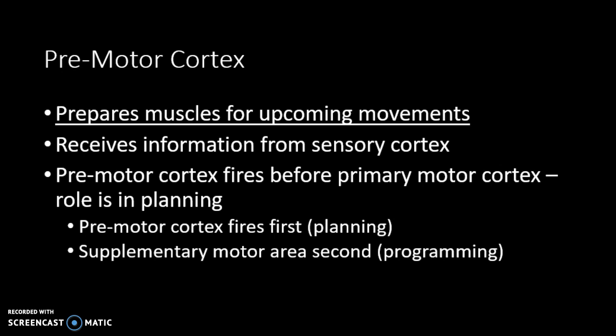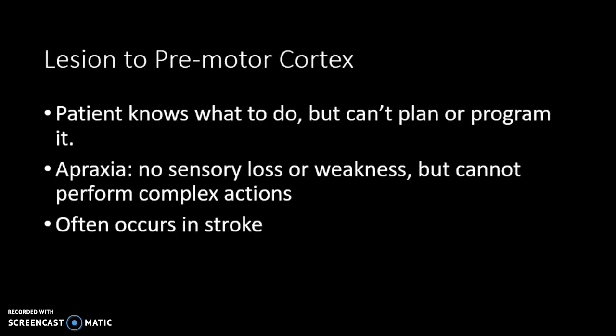So the premotor cortex prepares muscles for upcoming events. It receives information from the sensory cortex, and it fires before the primary cortex because its main role is planning movement. So premotor cortex first for planning, then the supplementary motor area second for programming. So think of it like shaking a hand. We plan our handshake first, and then initiate our handshake second. You just got to hope someone doesn't just grab your fingers, because then it just ruins the entire handshake.